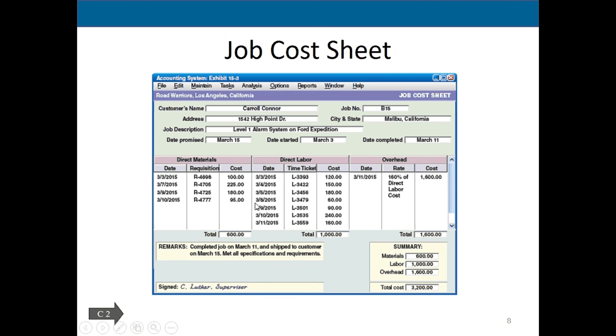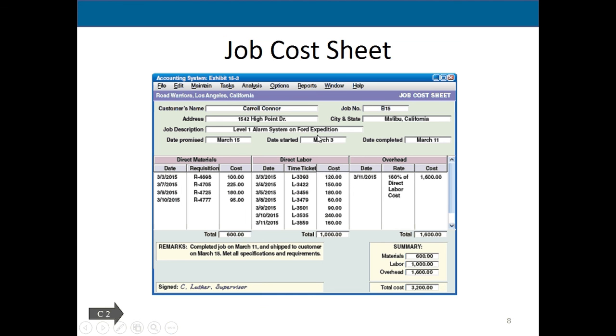This is all the direct material that went into this job. Here's all of the time that was spent on this job for labor, and then we have our overhead piece, which we're going to explain in a little bit more detail in a minute. But when we add these three things up, you'll see we summarize it, and it looks like our cost, right? Cost to the company. This isn't what we sold it for. Our cost is $3,200. So hopefully we're selling for more than $3,200.